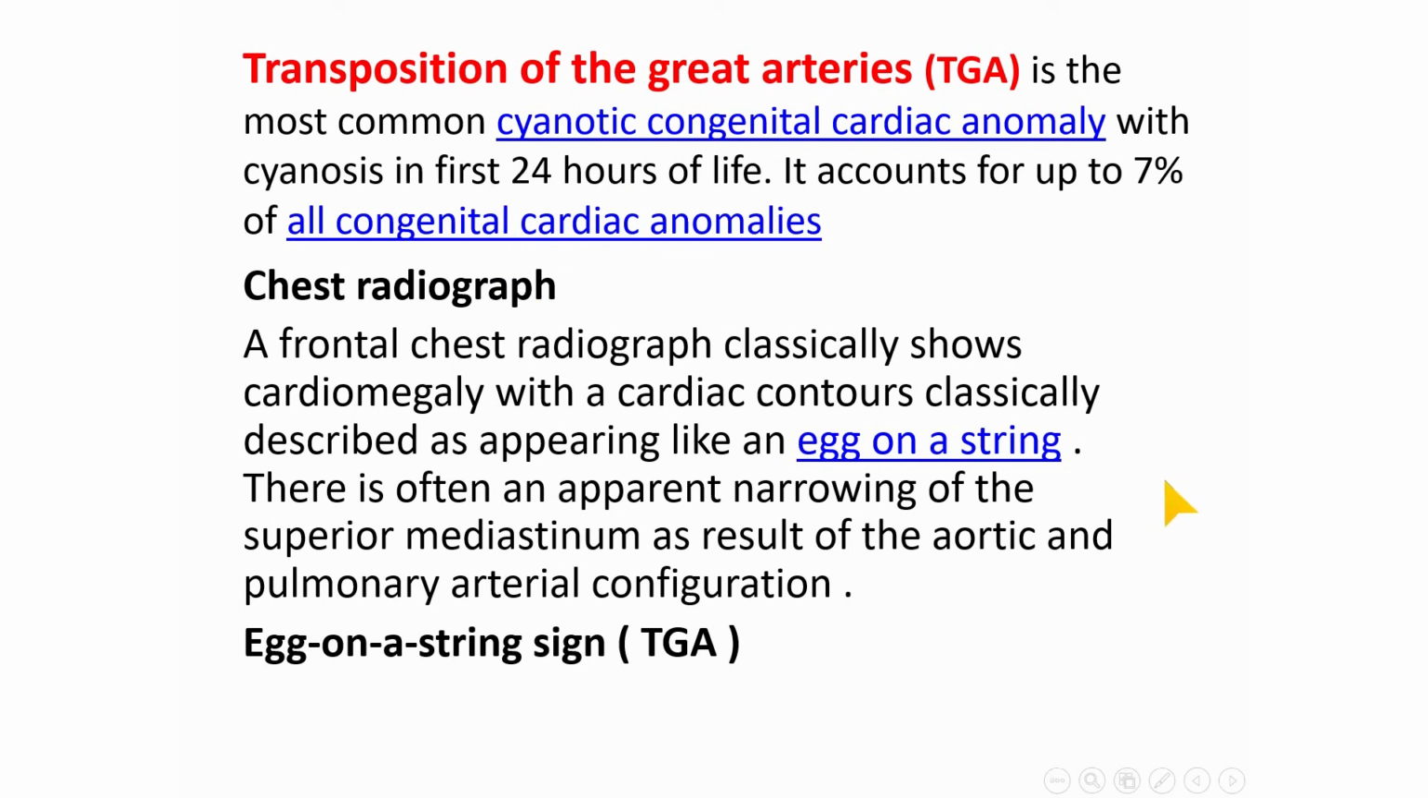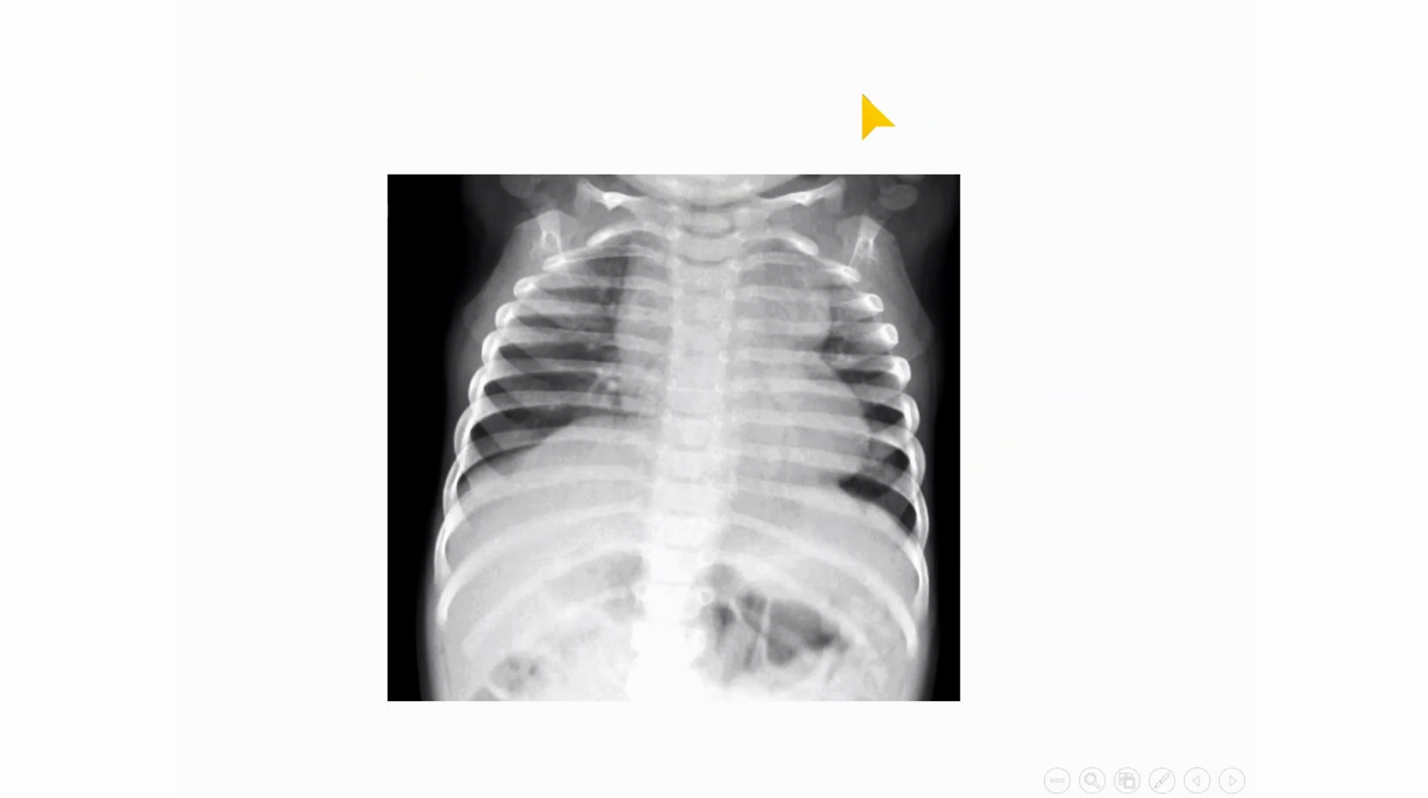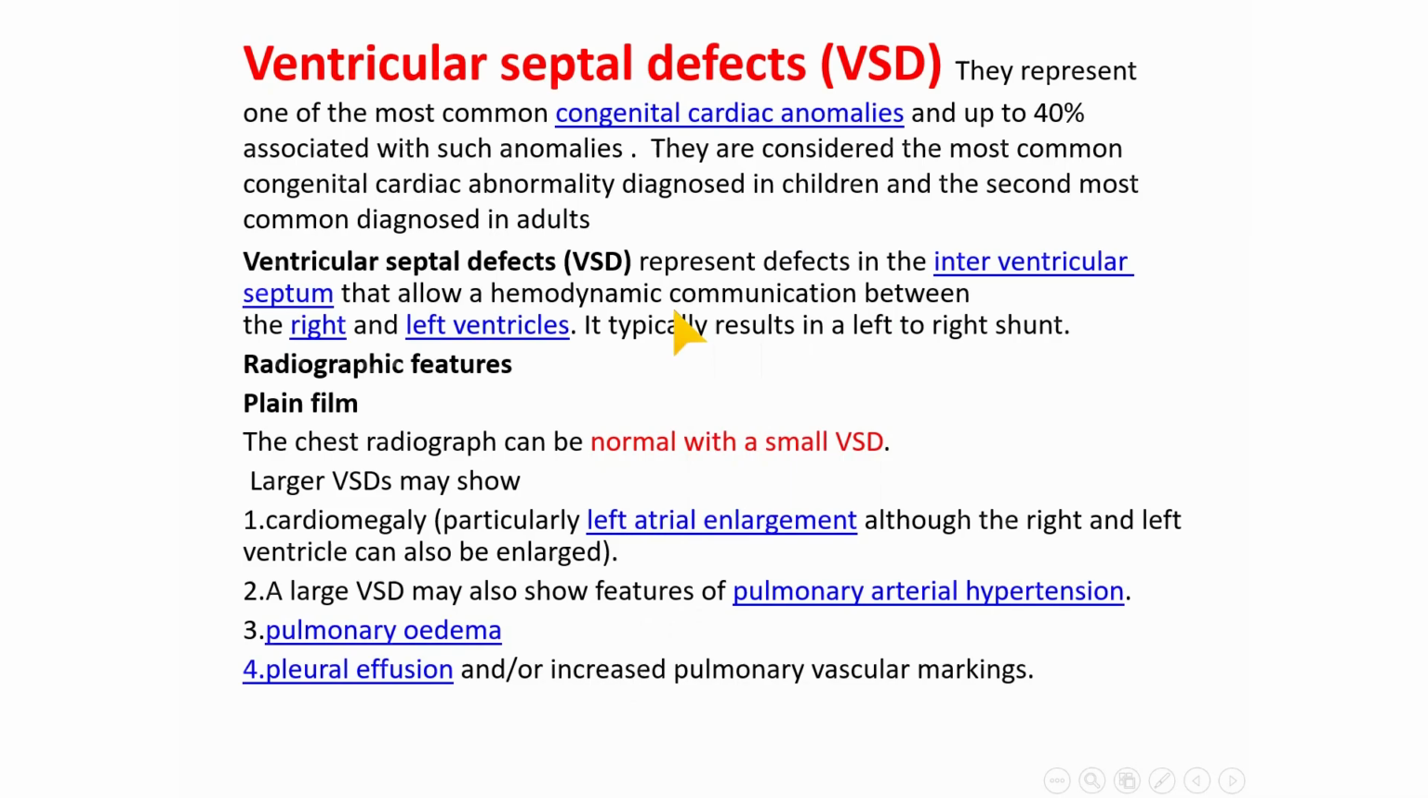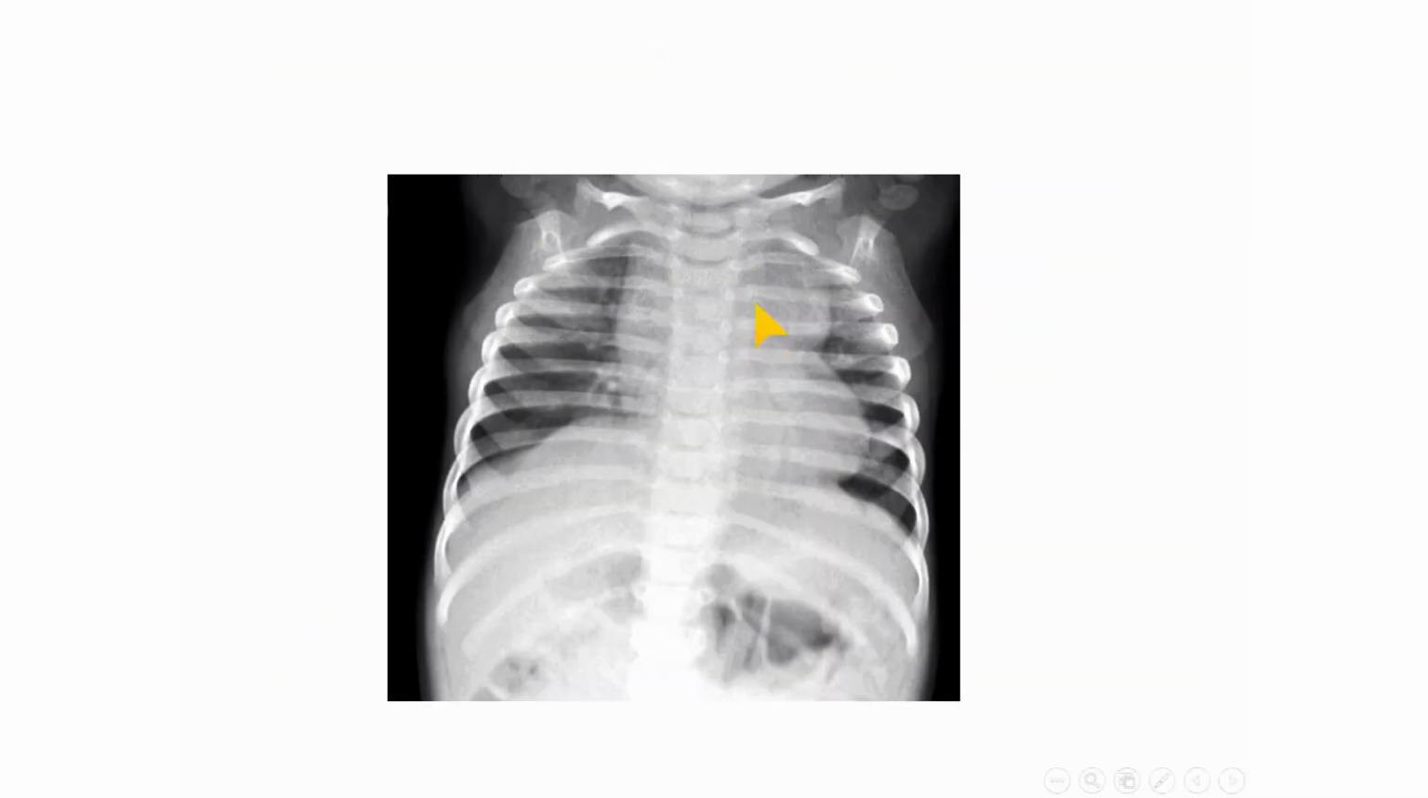What happens here? We will see that the typical picture of the TGA is the egg on a string sign. Egg on a string sign means as if just like an egg on its side. This occurs because we have a narrow superior mediastinum because of the changing configuration of the aortic and pulmonary arteries, so this gives this picture. Egg on a string sign.